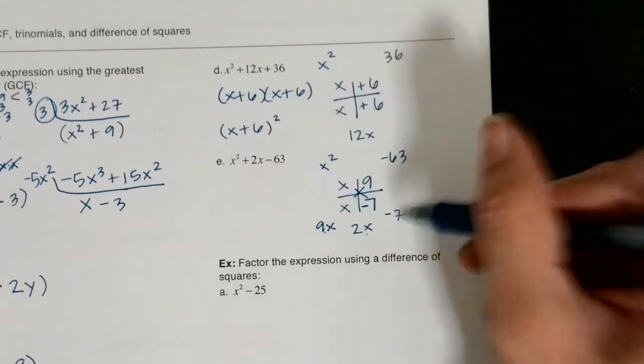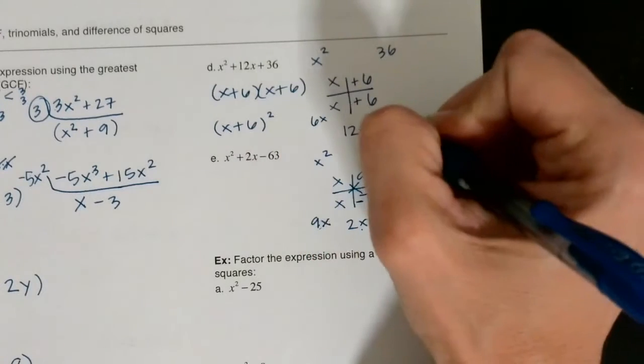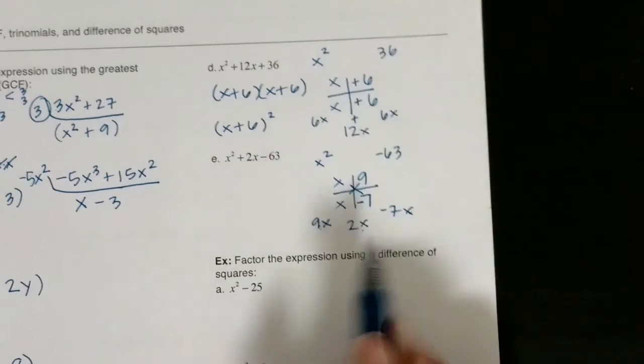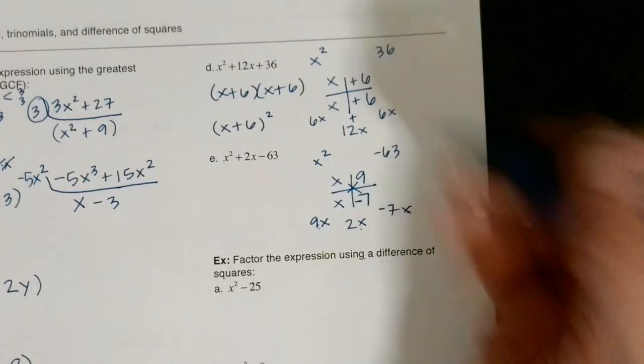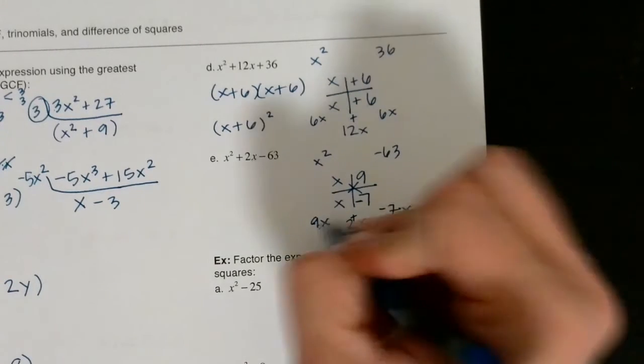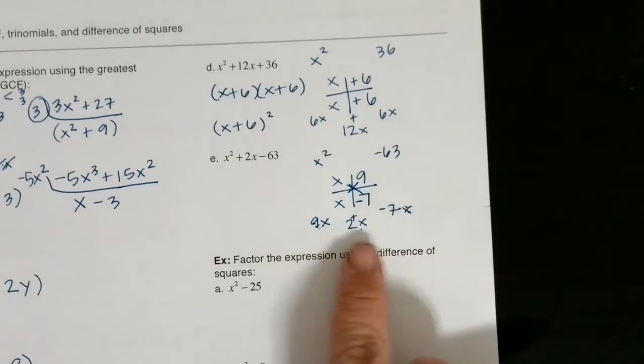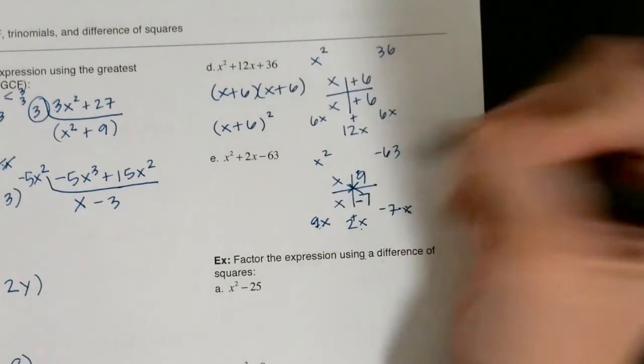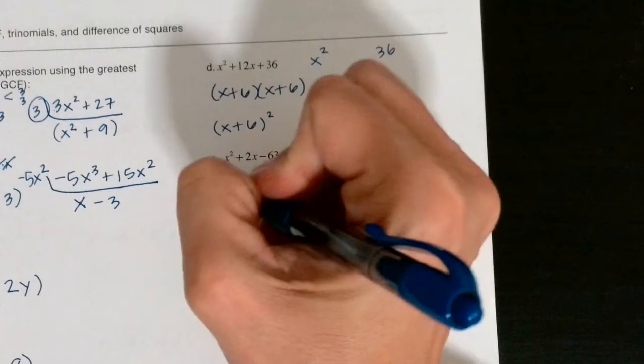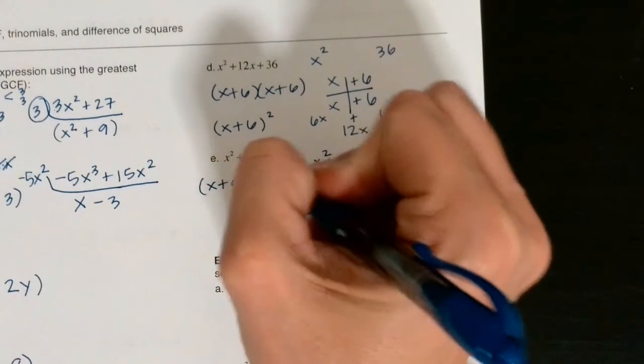If you're not doing this step, like I didn't do it up here because I kind of did it in my head, you should definitely be doing this step because you have to check that these two cross multiplication numbers add up to give you that. Otherwise, it's not going to happen for you. So we have x plus 9 times x minus 7.